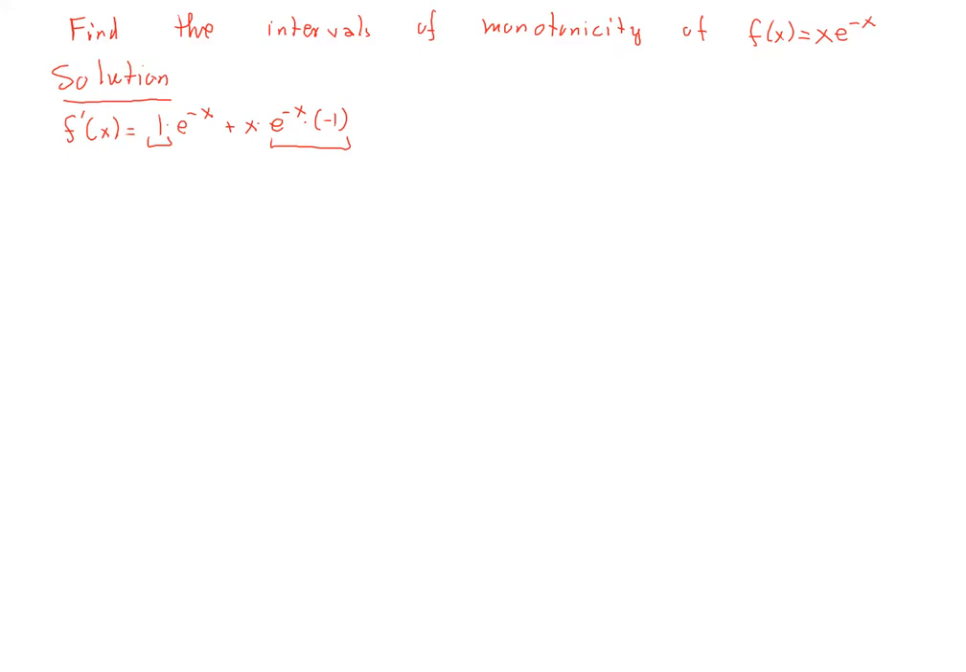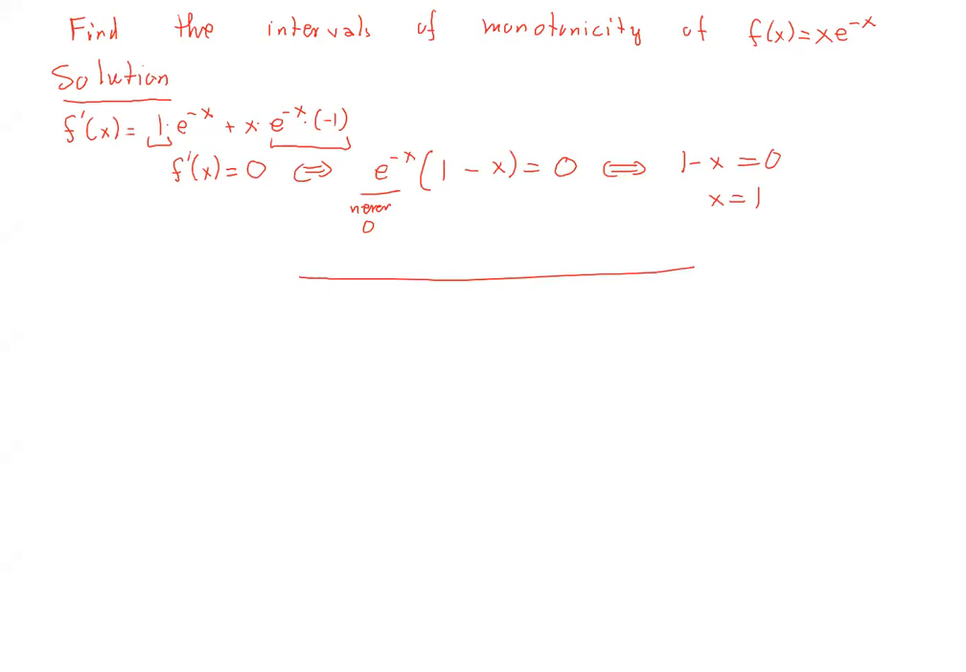And how do we find the critical points? So to find the critical points, we set the derivative equal to 0. And we can factor out e to the negative x, and what is left inside is 1 minus x. And we set this equal to 0. This is never 0. So the only way that this can be 0 is if you have 1 minus x being equal to 0, which means that x equals 1. So this is the only critical point that we find.